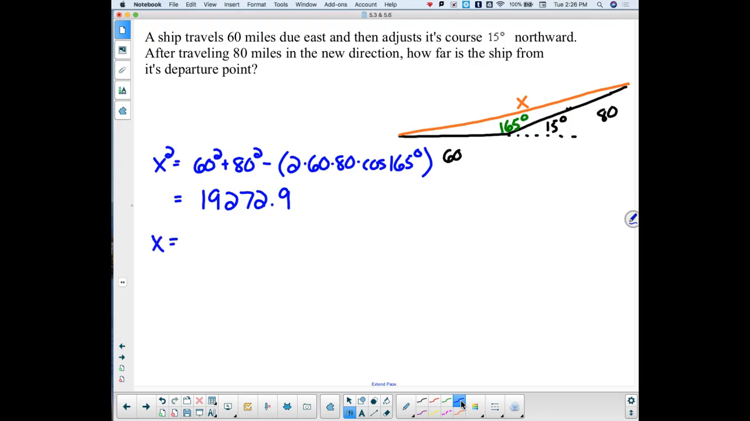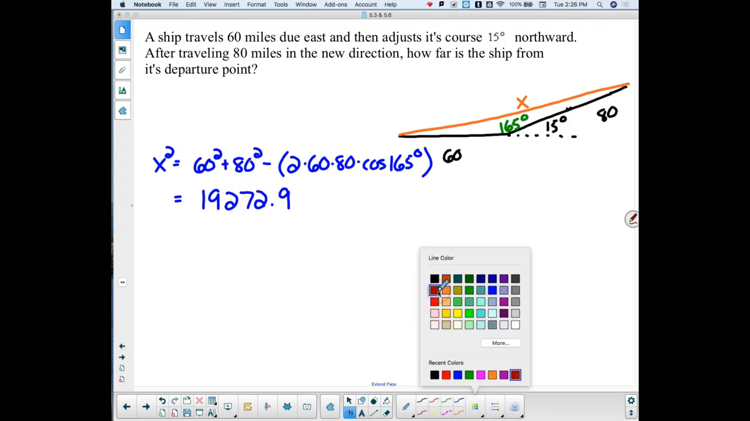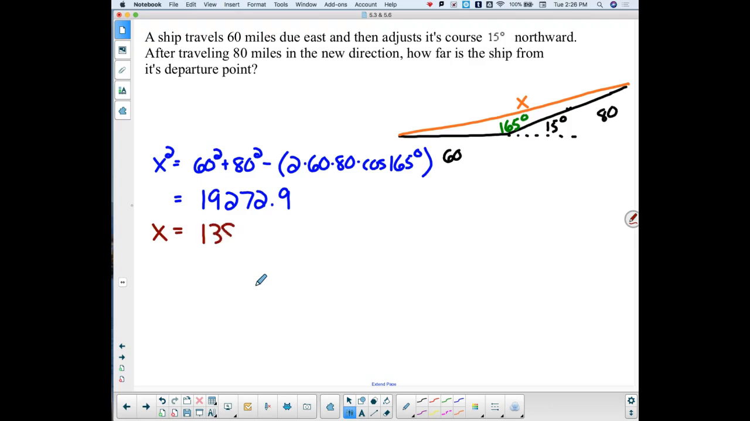I get X is 138.827 miles from port. Yes, okay. Now, this concludes the law of cosines. You have in your yellow packet multiple extra problems that you can be doing. There's one on this page, and there's 1, 2, 3, 4, 5 on the next page. There are also 2 additional word problems that you can do on today's supplemental sheet.